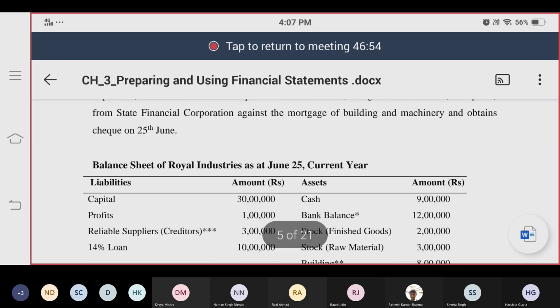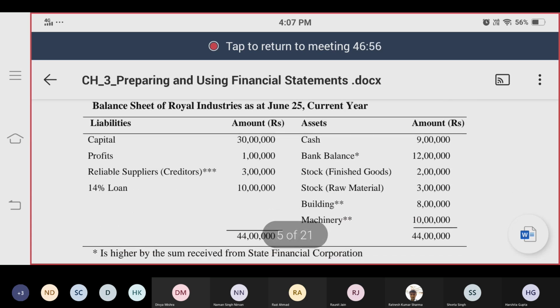Harshita, we can scroll down a little. Balance sheet, yeah. Now, as you can see on the liability side, we have created another liability called creditors, who is the reliable suppliers, who has basically given us material worth 3 lakhs on credit. If we had paid them, then we would have shown stock of material as 3 on the asset side, and we would have reduced cash or bank balance, however the payment was made, on the asset side itself. But because we have not paid him, we have created a liability, and it is shown on the liability side.